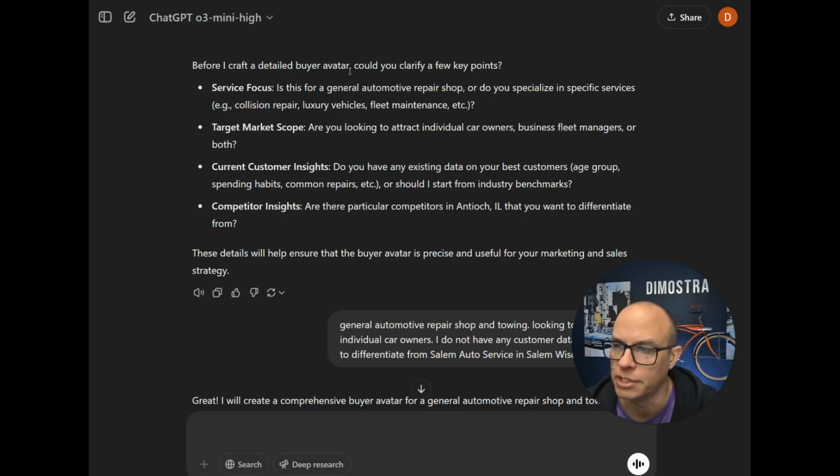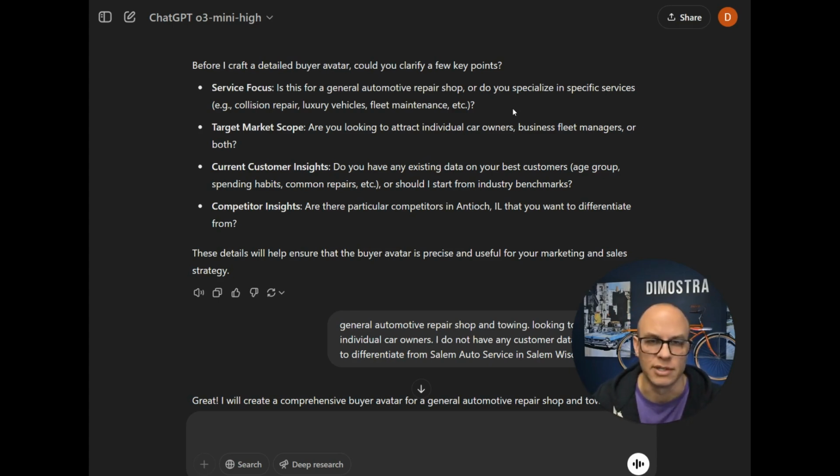Before I craft a detailed buyer avatar, could you clarify a few key points? Service focus. Is this for a general automotive repair shop, or do you specialize in specific services, collision repair, luxury vehicles, fleet maintenance? This was really impressive because number one, previously, it would just crank out the information. These are great questions because actually this client would like to attract fleet maintenance.